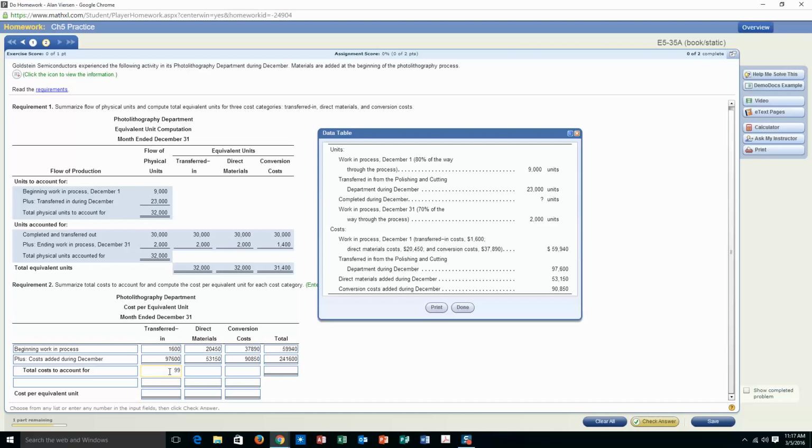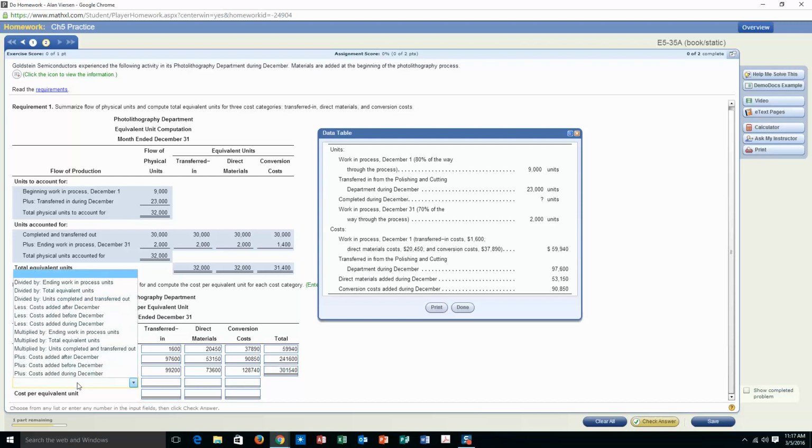Adding these two numbers together, 99,200, 73,600. I'm just adding these columns together. 128,740. And then, of course, my total costs, which I'll use to reconcile when I assign them, is 301,540. So step 3 is I account for all of the costs.